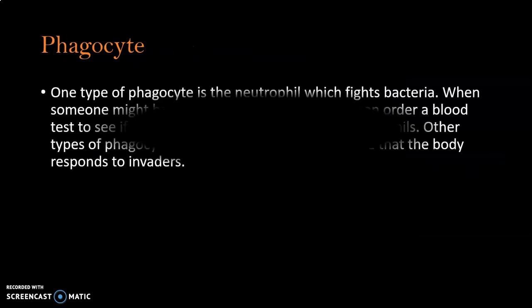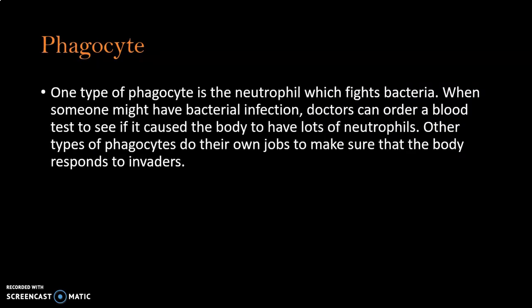Phagocytes. One type of phagocyte is the neutrophil, which fights bacteria. When someone might have a bacterial infection, the doctor can order a blood test to see if it caused the body to have lots of neutrophils. Other types of phagocytes do their own jobs to make sure that the body responds to the invader.